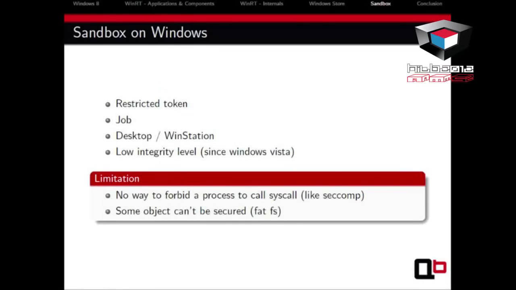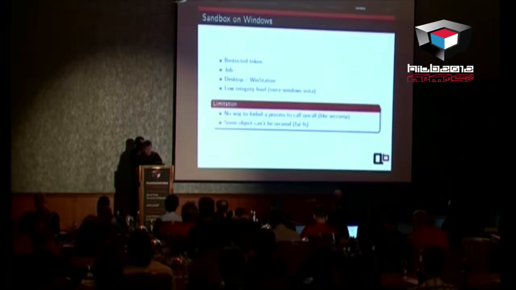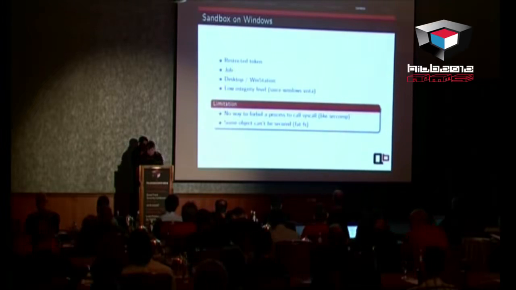Unfortunately, there are some restrictions about these APIs. For example, there is no way to forbid a process to call any syscall, like the seccomp mode in Linux. So imagine there's a vulnerability in a syscall. Basically, a WinRT application could possibly call this syscall and trigger the vulnerability. Also, there are some objects which cannot be secured by design, like the FAT file system.